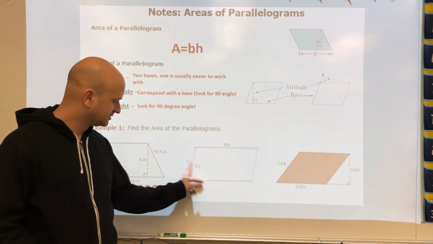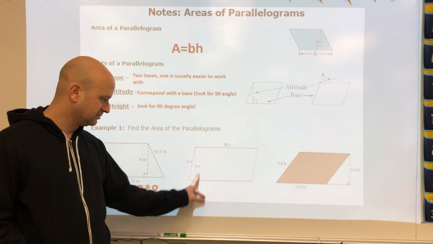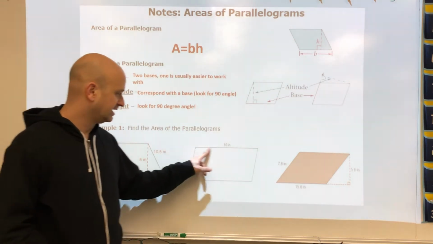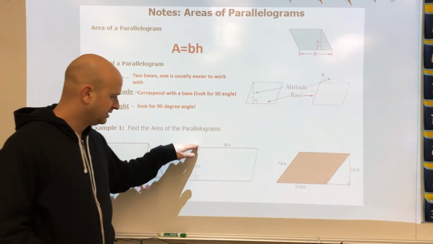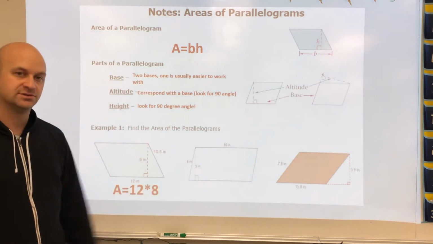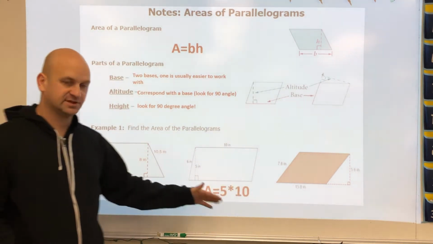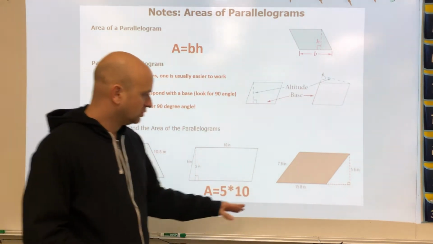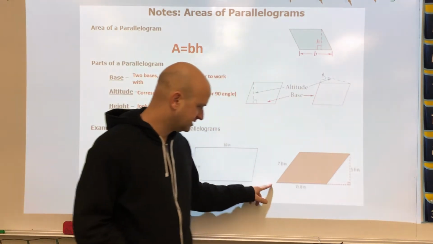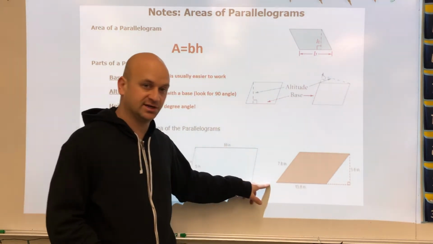Over here we look, there's three numbers. We want the height, which in this case would be 5, times 10. So the height is perpendicular to that particular side. So that would be 5 times 10 for your area. Over here, the height is 5.6, and it corresponds with 15.8.